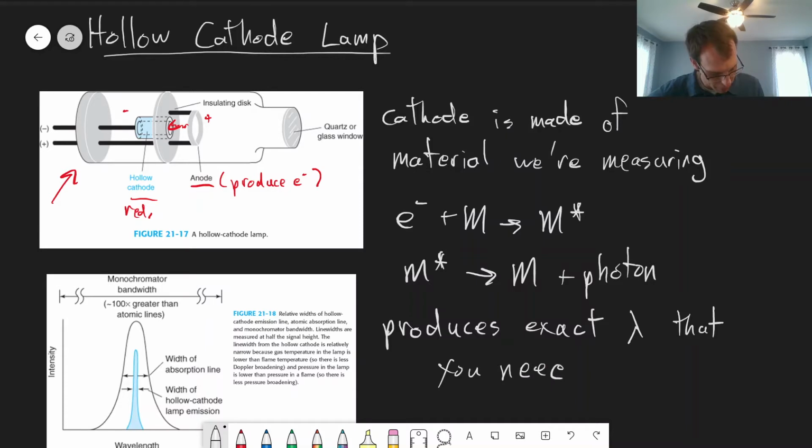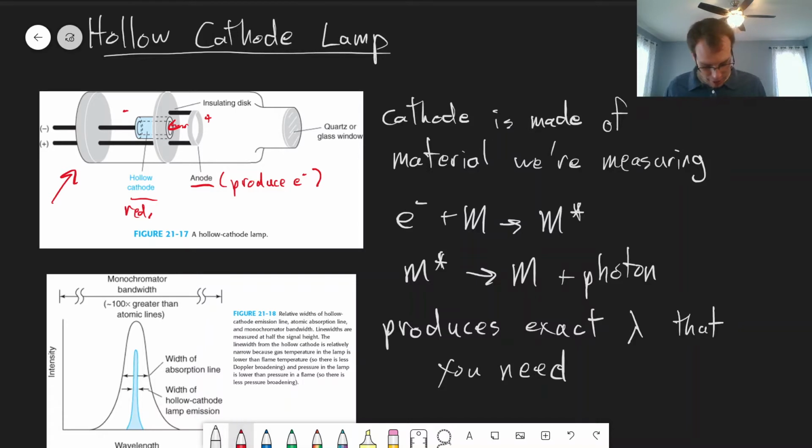Because you are producing the light with the exact same thing that your sample is made of, that your analyte. So I think that's really clever about hollow cathode lamps, is that you use what you're trying to measure to produce exactly what you need. So the whole point of this electrical discharge is that we're producing excited atoms that then emit, which is exactly what we're trying to observe in the atomic absorption experiment. We're trying to observe those same atoms.